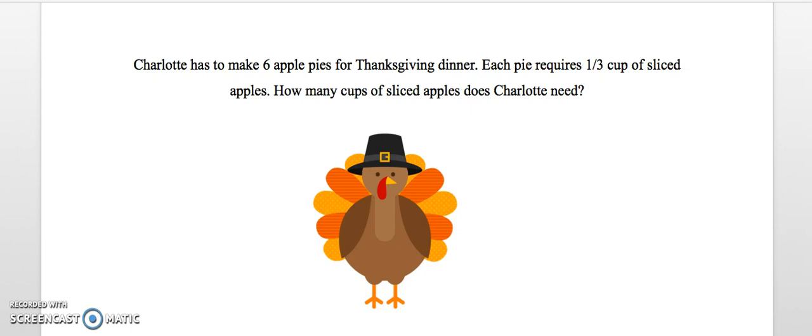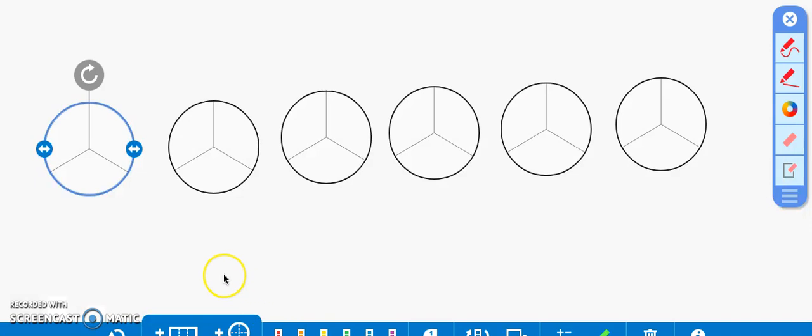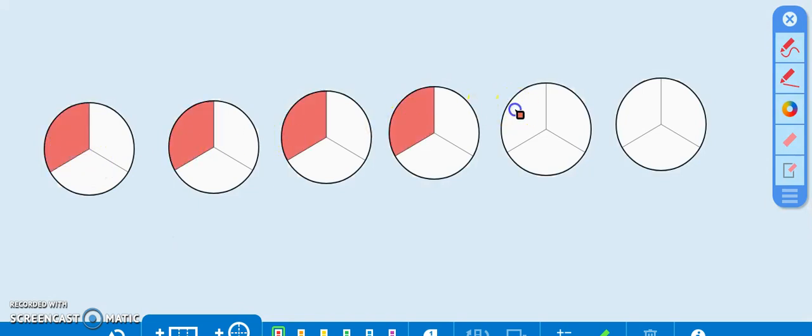First, we will build the concrete model using these fraction tiles. As you can see, I already have drawn my 6 pies. I broke them into thirds to split it up equally. I am now going to shade 1/3 of each pie to represent the 1/3 of a cup of sliced apples that we need. As you can see, we now have 6/3 cups of apple slices.